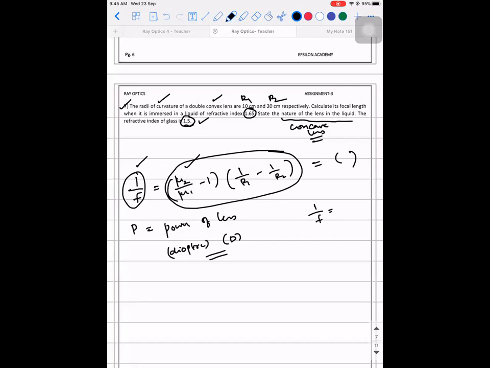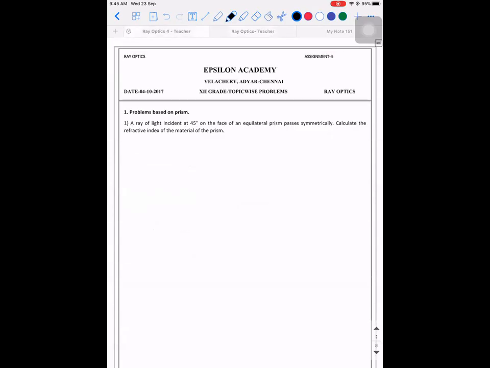So what I'm trying to say is this lens maker's formula can also be written as power of the lens is equal to mu2 by mu1 minus 1 into 1 by r1 minus 1 by r2. That is the last point, nothing else. Ensure that everything is in terms of meter. So that's it. Now I'll go to the next concept, that is prism.